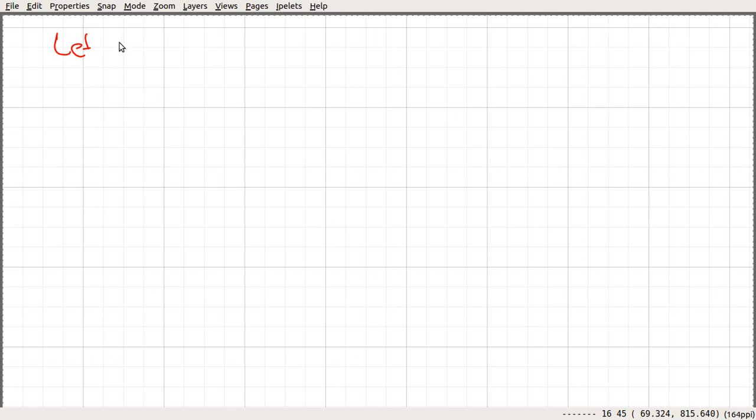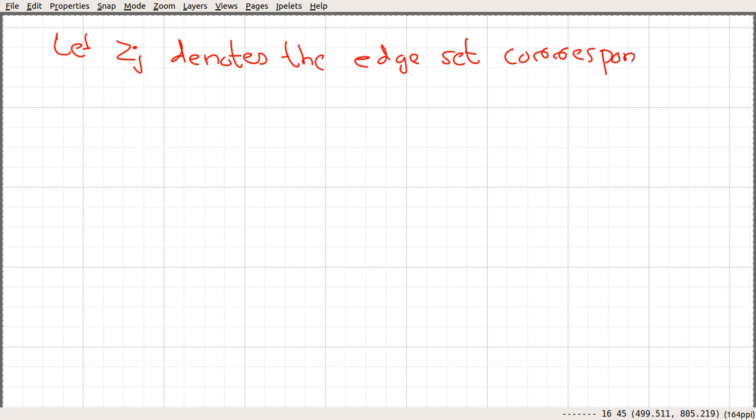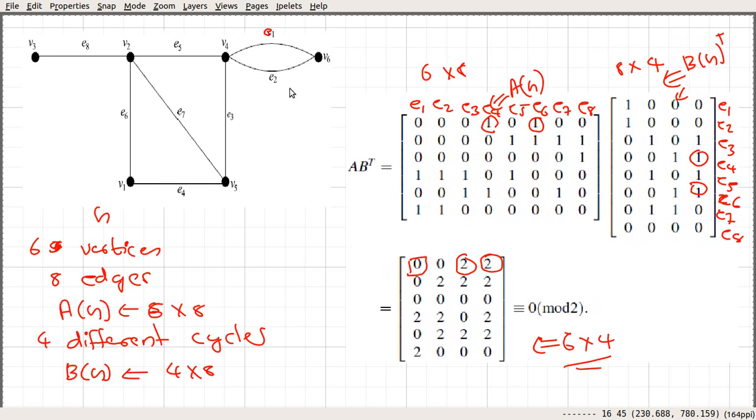So let Zj denote the edge set corresponding to the cycle Cj. Okay, so Zj denotes the edge set corresponding to the cycle Cj. For example, if you look at this particular graph, okay, so let's consider one cycle.